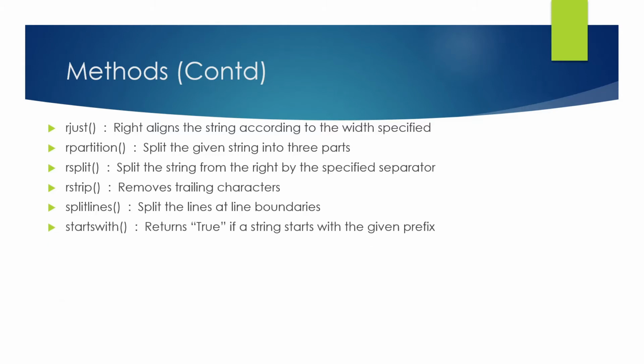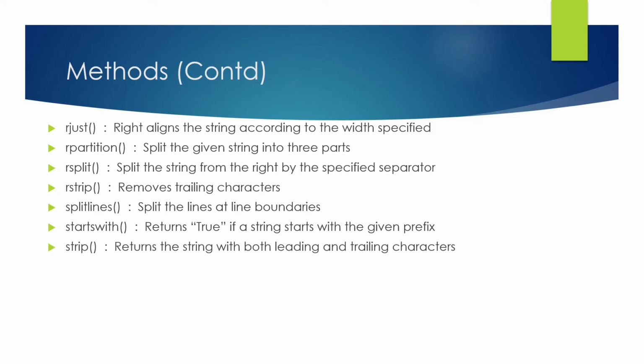Startswith returns true if a string starts with a given prefix. So if you have a string and you want to check whether it starts with some substring, you can give the string dot startswith, and then it will check whether it is there. It returns true, otherwise false. We'll take a demo of it today. We have endswith as well.